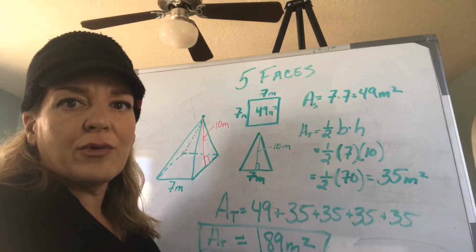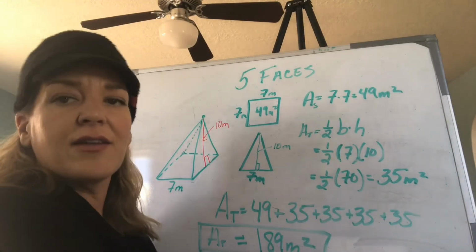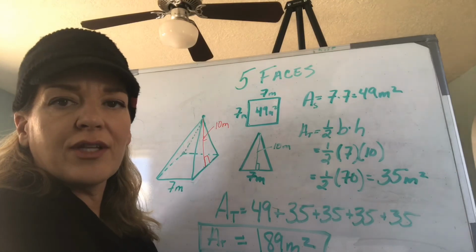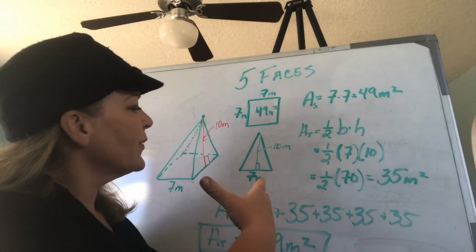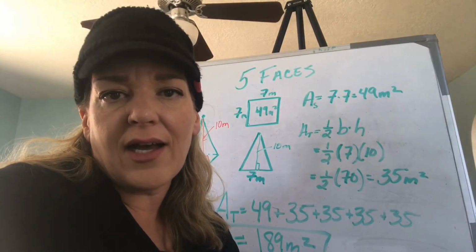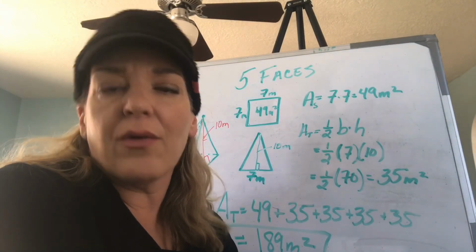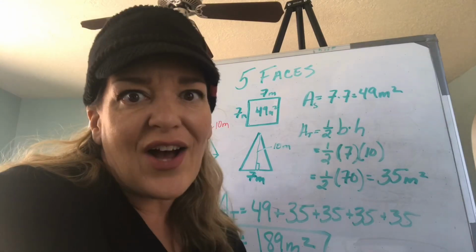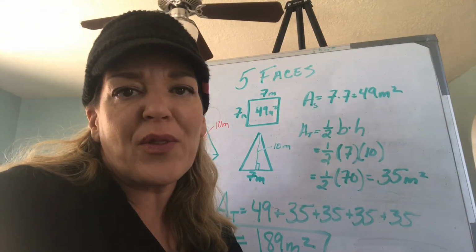I'm not going to bore you with the addition, but that's another way, similar to using nets, but a little bit different in that you need to look for congruent parts of the three-dimensional object, and then double or triple those.